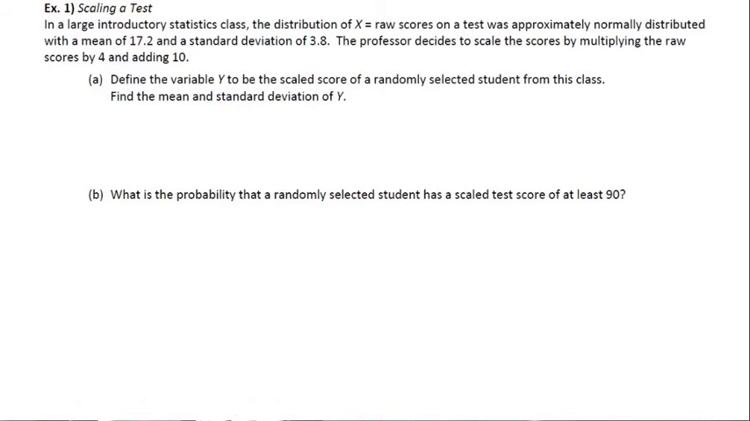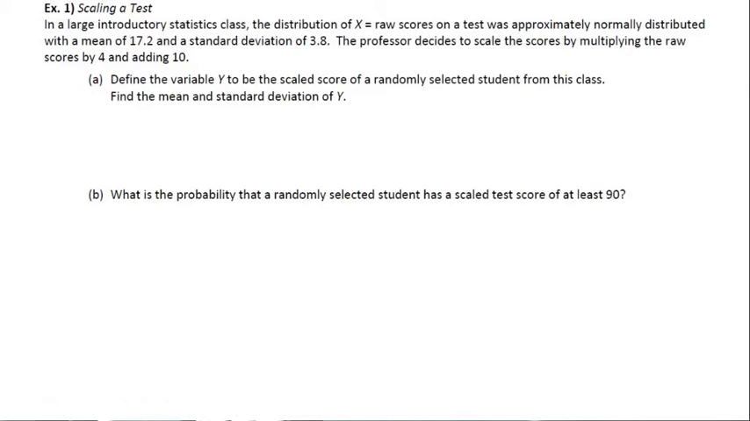Okay, let's look at our scaling a test example. It says in a large introductory statistics class, the distribution of x, the raw scores on a test, was approximately normal, with a mean of 17.2 and a standard deviation of 3.8. The professor decides to scale the scores by multiplying the raw scores by 4, ooh, that's nice, and also adding 10, that's extra nice. So he's putting a nice curve on these tests.